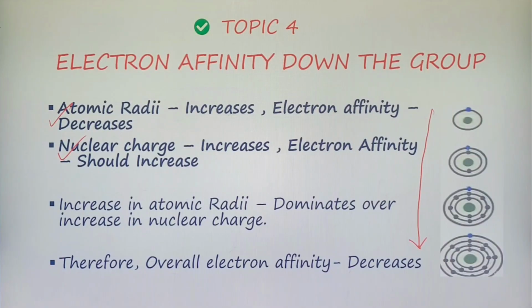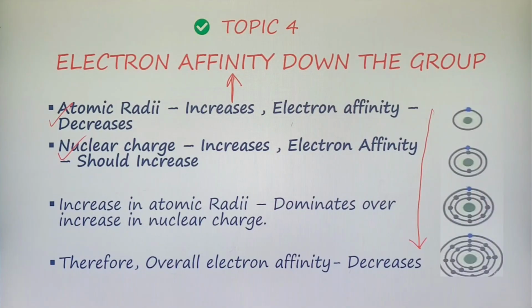What are the two factors on which electron affinity depends, children? First one is atomic radii, or the atomic size. As you can see in the diagram itself, when I am moving from top to bottom, what is happening to the atomic size? The atomic size increases. Yes or no? We know this trend. Top to bottom, atomic size increases.